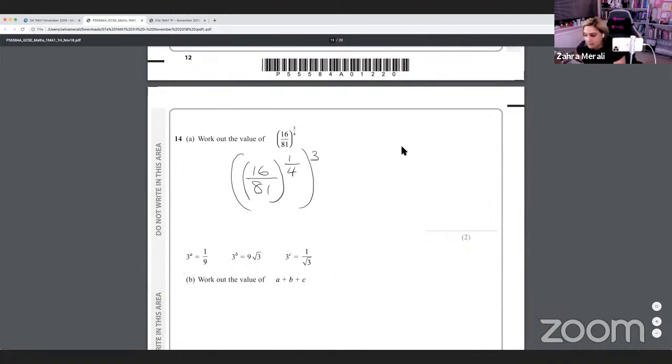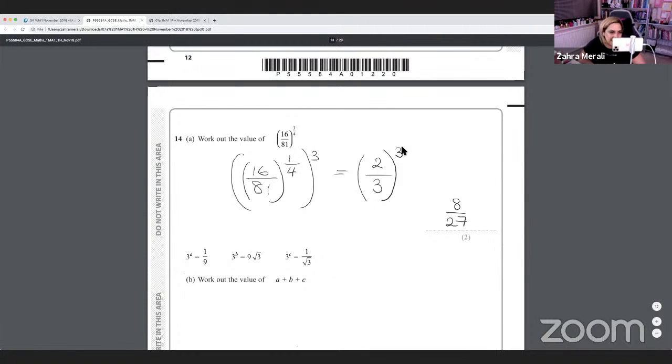So the square root of 16 is 4. I square root it again and I get 2. The square root of 81 is 9. Square root it again, I get 3. And it's going to be cubed. So I'm going to get 8 over 27. So 2 cubed over 3 cubed.